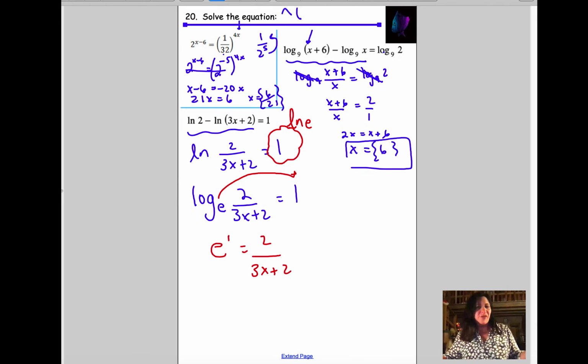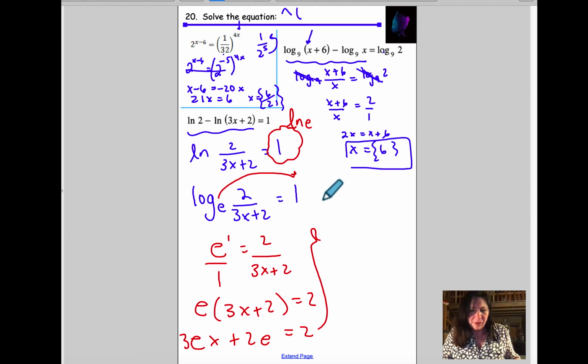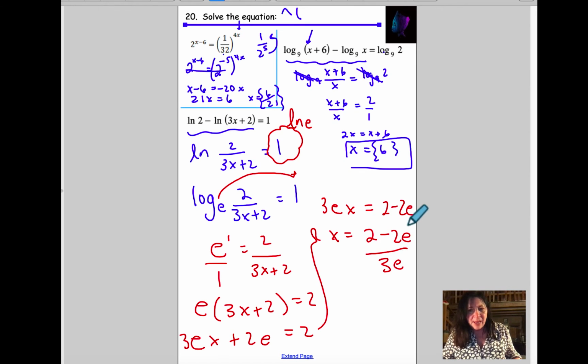What am I trying to solve for? I'm trying to solve for x, right? So I'm going to cross multiply. I get e times 3x plus 2 equals 2. e times 3x, so 3ex plus 2e equals 2. And get the x by itself. So I get 3ex equals 2 minus 2e. I want to isolate the x, so I'm going to get rid of this 3e. So x is equal to 2 minus 2e all over 3e. And you know what? Leave it. That's your answer, by the way.